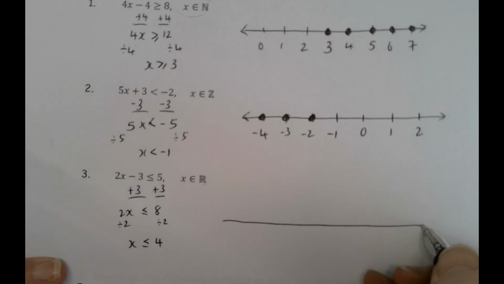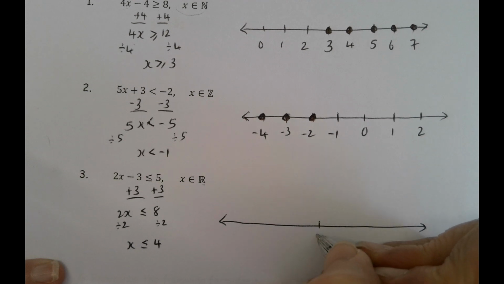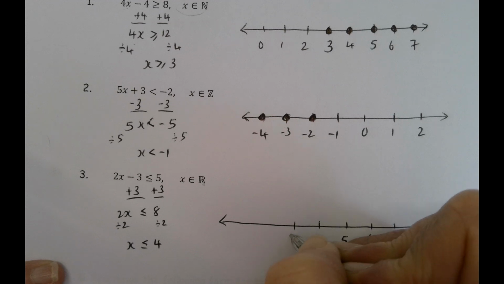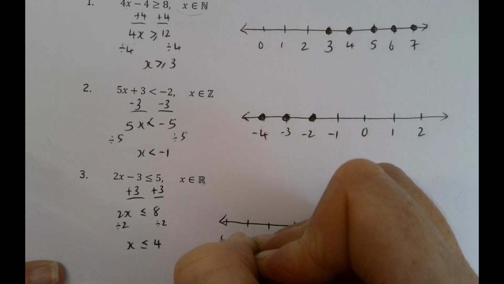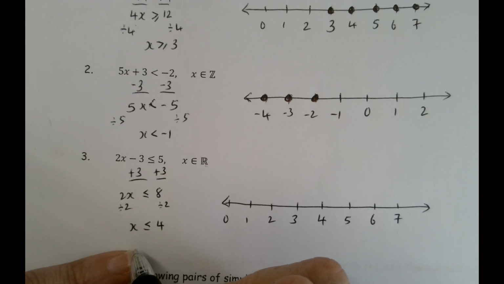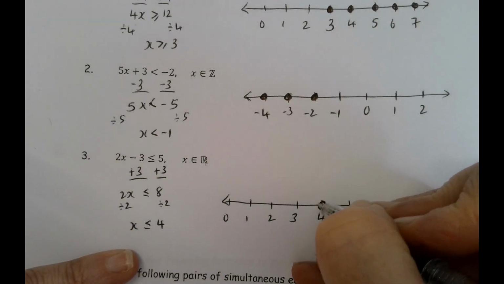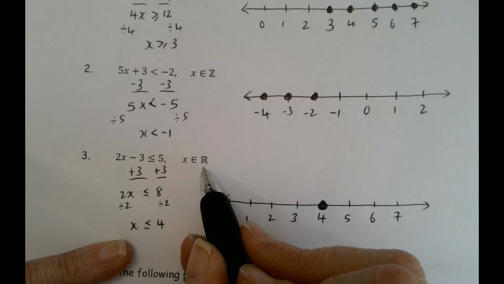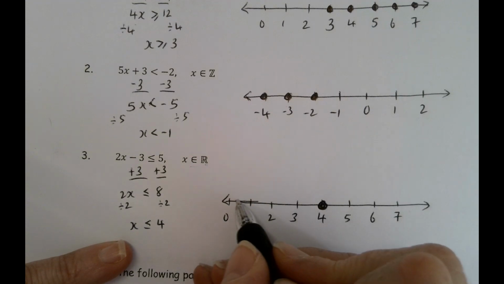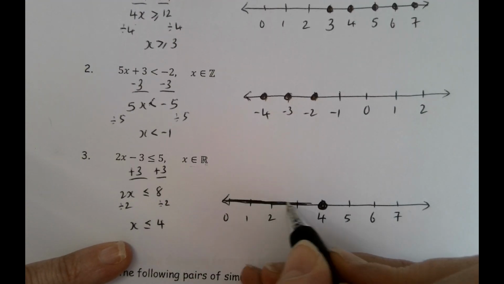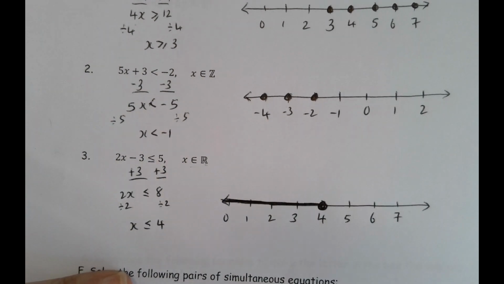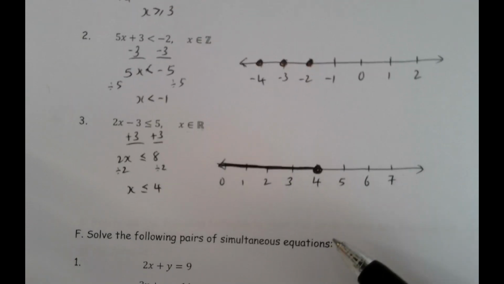Okay, so I draw my number line. I put 4 in the middle. 5, 6, 7, 3, 2, 1, 0. x is less than or equal to 4, so it includes 4 and all the numbers less than 4. It's a real number, so it includes decimals, square roots, everything. So I draw a solid line because it's a real number. I want to include all the tiny numbers that are in between.